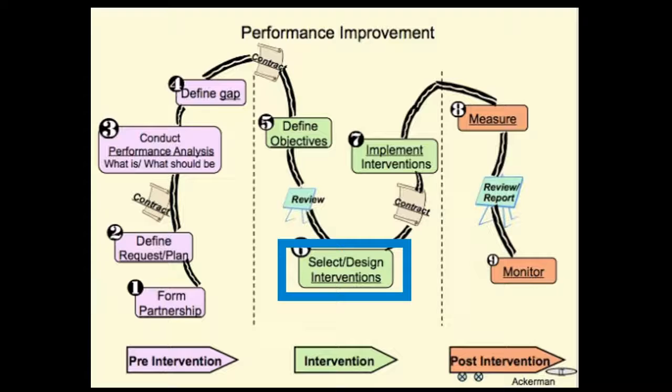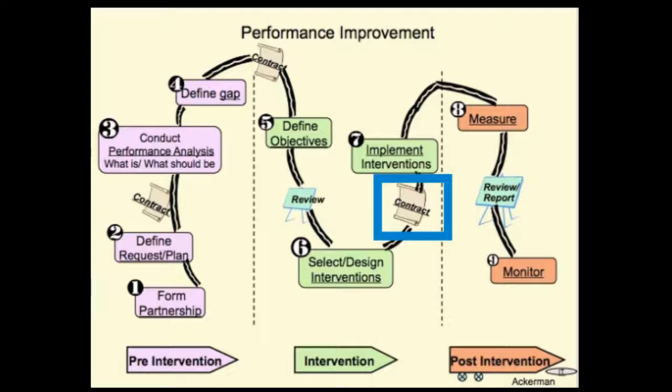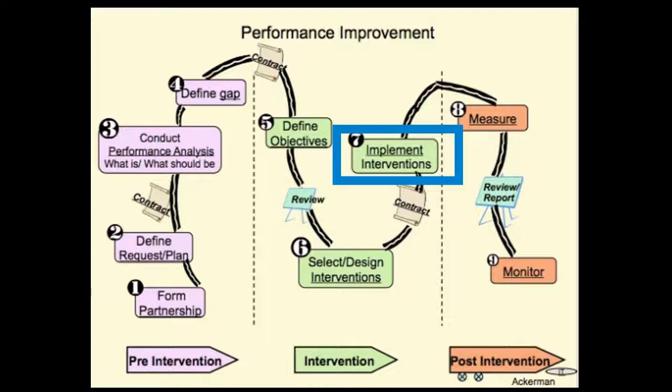The 3 main interventions are motivation, knowledge, and structure/process. While each of these objectives differ, they can be used in conjunction with one another to create an intervention for an organization. After selecting and designing interventions, the performance consultant should once again review the contract with the organization to ensure they are on the right track before performing implementation. The final step of the intervention phase is the implementation phase.